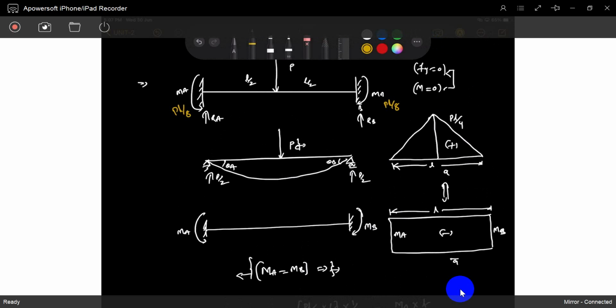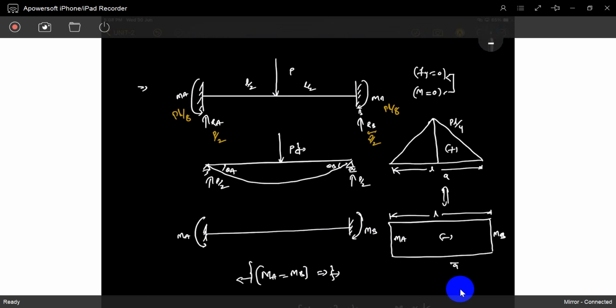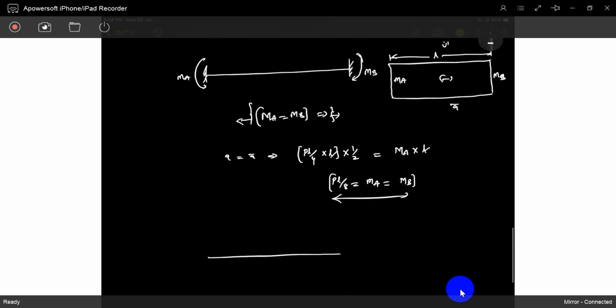Once you got this, you can easily calculate the bending moment and shear force. So write it. What is RB? RB is directly at center, it's P by 2. RA is also P by 2, from vertical forces. So write out the shear force and bending moment diagram. Shear force is P by 2, exactly half.